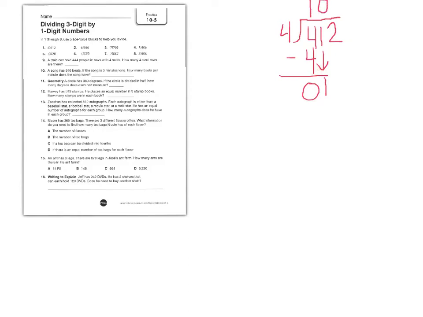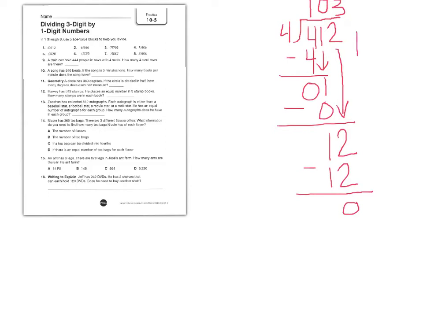0 times 4 is 0. 1 minus 0 is 1, and we're going to bring down that 2, making 12. How many 4s are in 12 is going to be our next question. There are 3 4s in 12. 3 times 4 is 12. And 12 minus 12 is 0. So our answer is going to be 103 with no remainder.